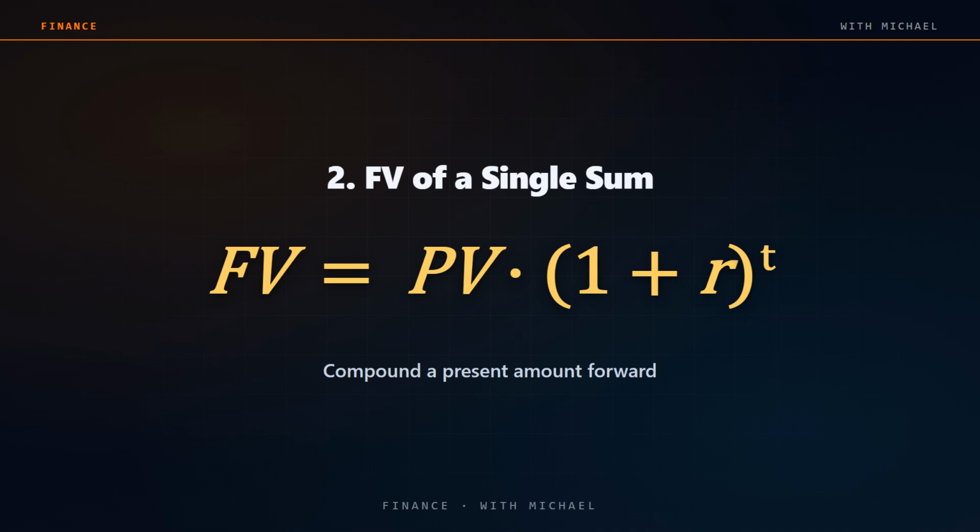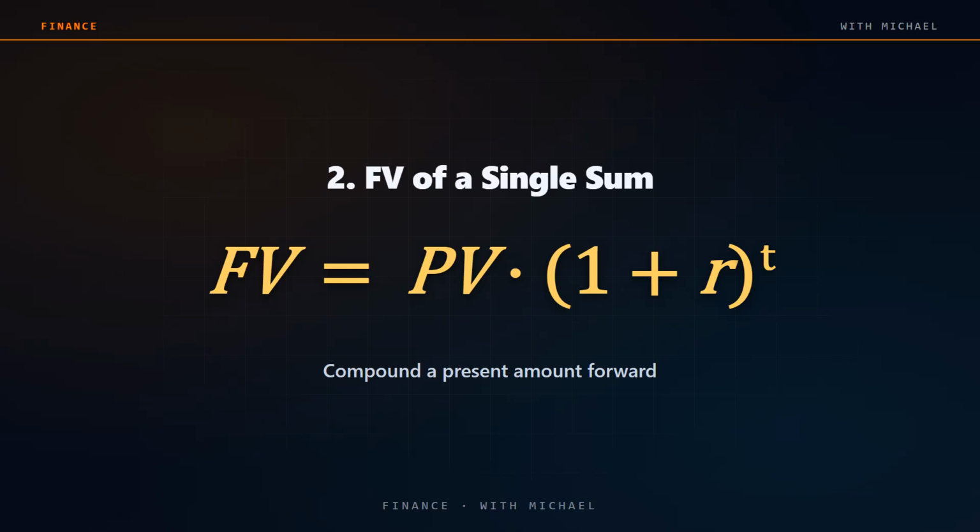The same logic in reverse gives FV of annuity equals payment times 1 plus R to the T minus 1, all over R. Formula 4. Perpetuity. A perpetuity is an annuity that never ends. PV equals payment divided by R.